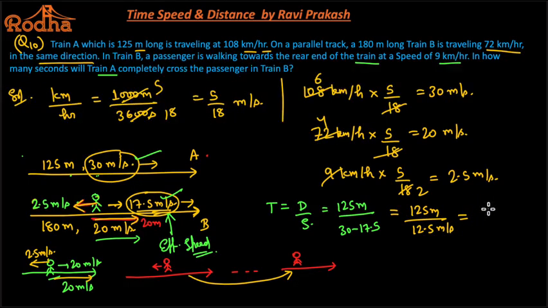So 125 meter divided by 12.5 meter per second, how much does that come to? That is 10 seconds. So 10 seconds is the answer for this question, right? In 10 seconds, train A will completely cross the passenger in train B.